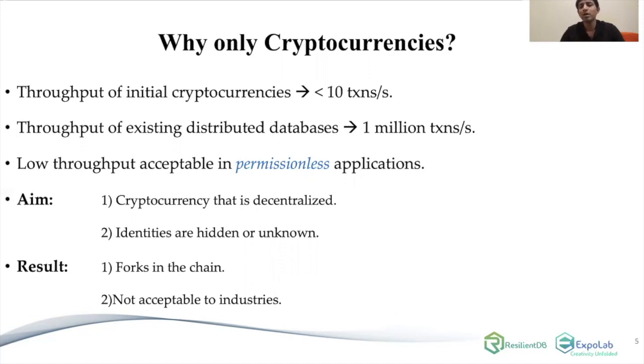This low throughput is acceptable in a permissionless setting. The aim of these permissionless applications is basically to make a cryptocurrency that is decentralized. The identities of the participant replicas are hidden and unknown. As a result, these applications suffer from forks in the chain. And due to their low throughput, they're not acceptable to industries.